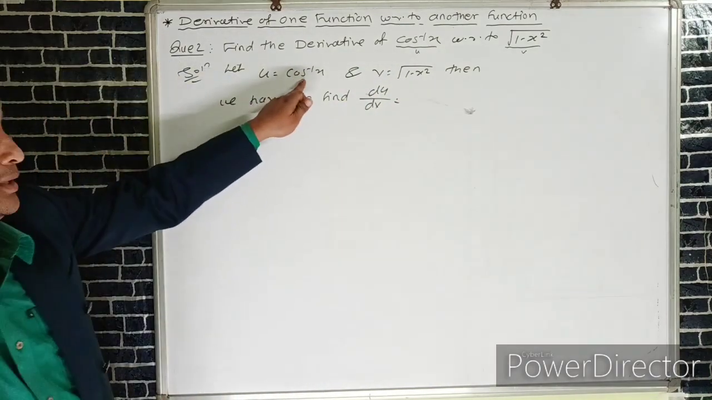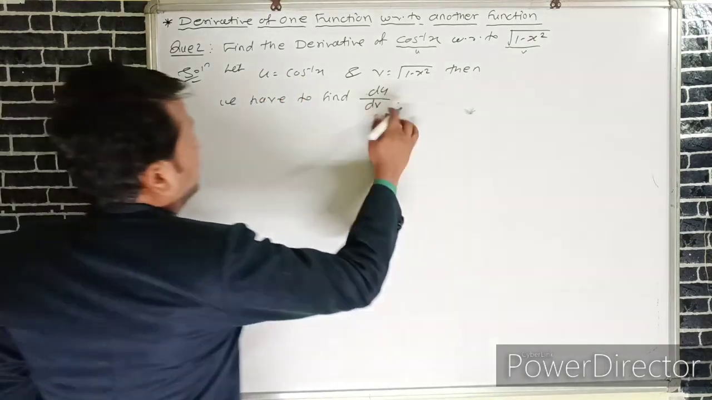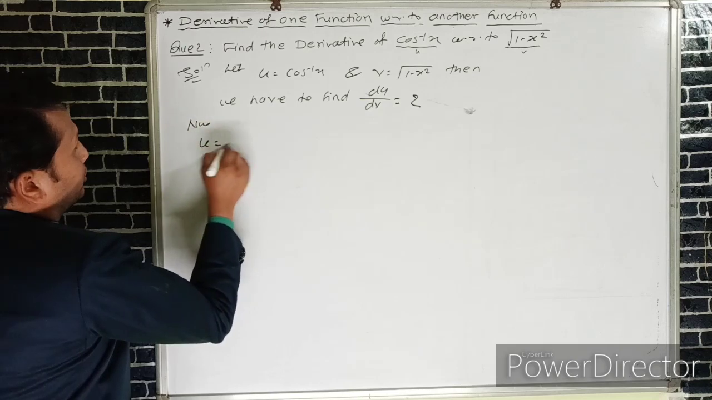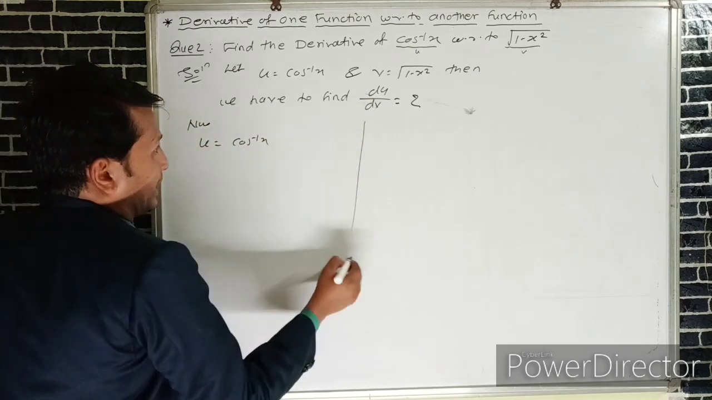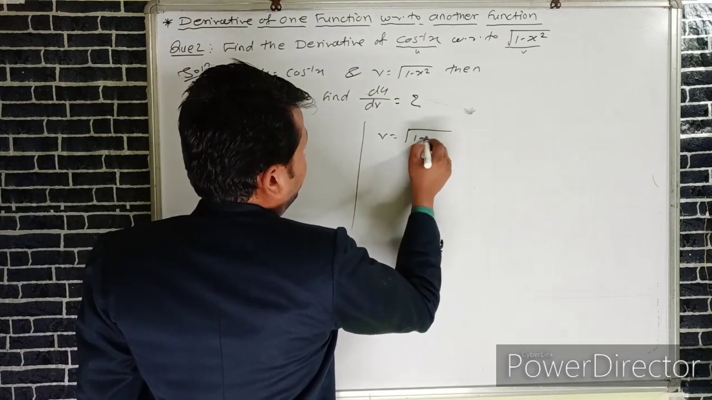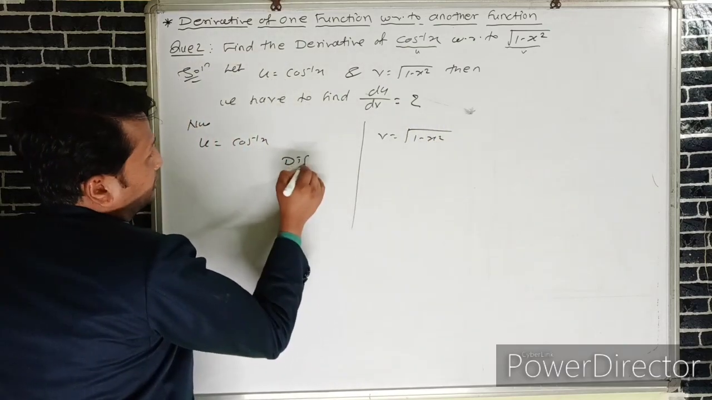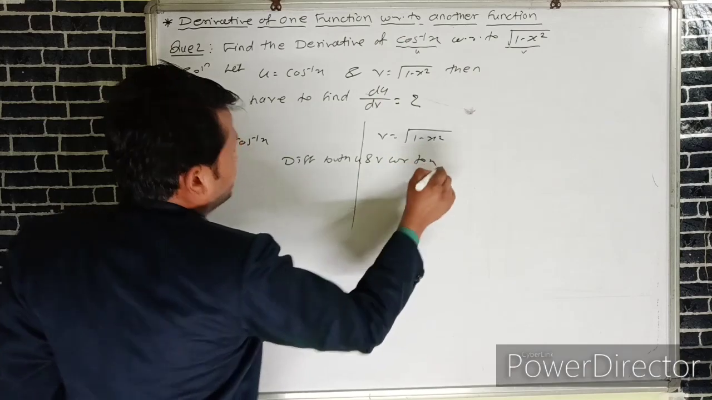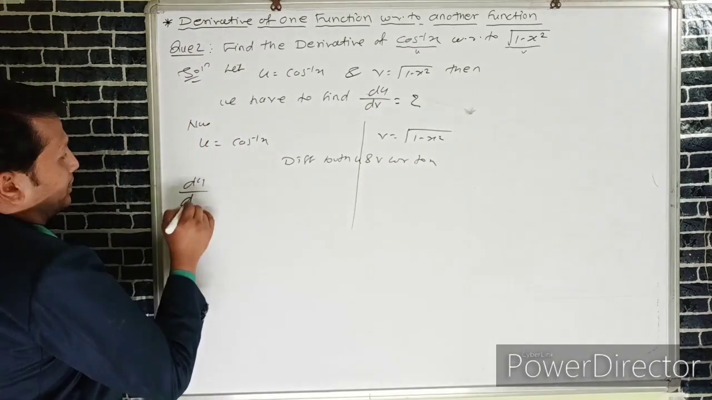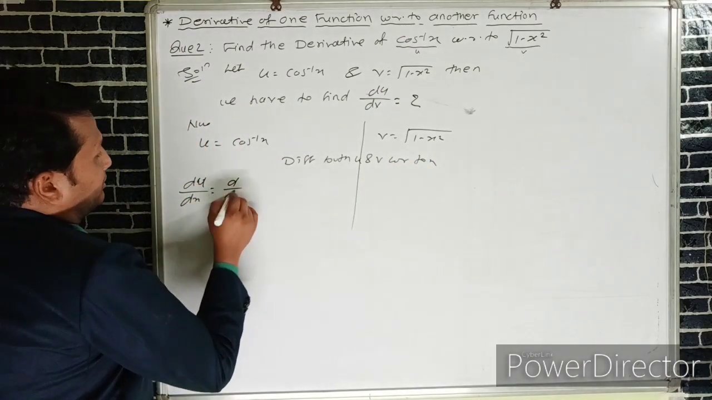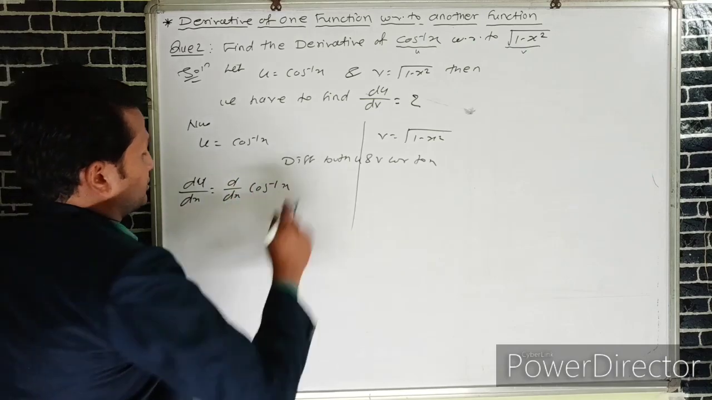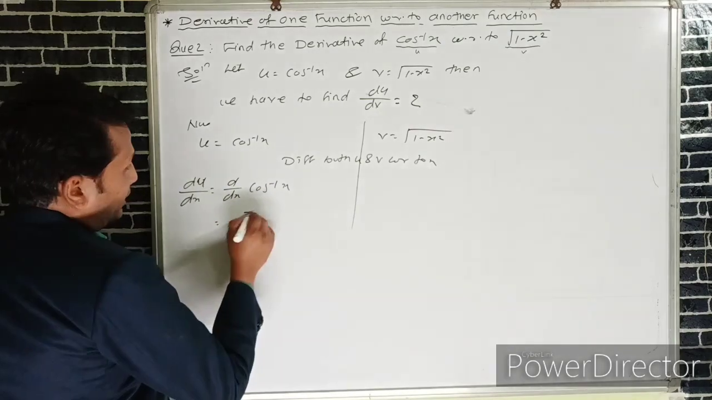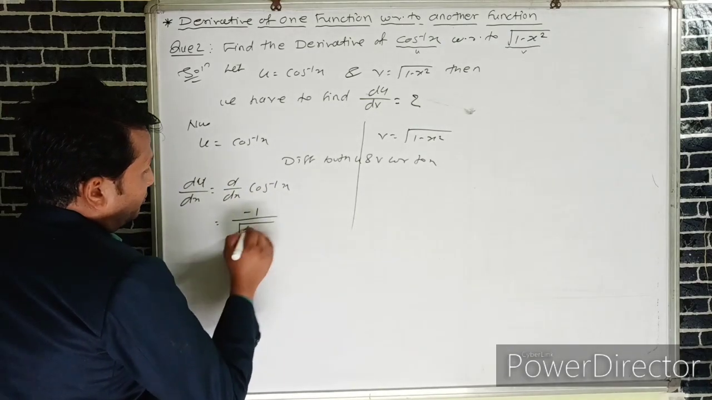Here x is a parameter. To find du upon dv, we first take u equal to cos inverse x and v equal to under root of 1 minus x square. If we differentiate both u and v with respect to x, then du upon dx is equal to the derivative of cos inverse x. Here the derivative of cos inverse x is minus 1 upon under root of 1 minus x square.